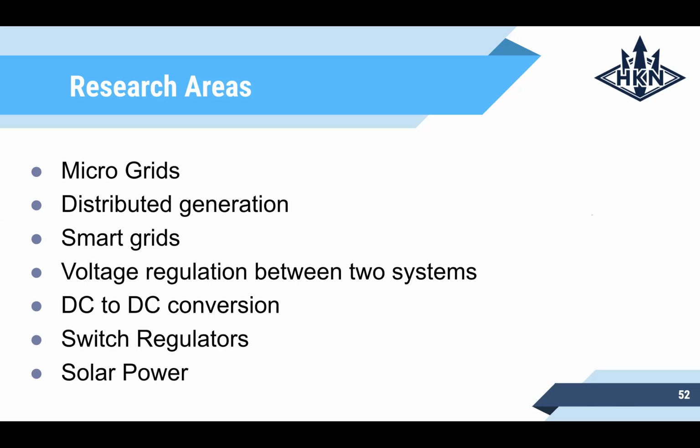You can also work on voltage regulation between two systems. You can work more on the DC to DC conversion that I was talking about, using buck converters, boost converters, buck-boost converters, Cuk converters. All of those basically just step up the voltage in DC, step down the voltage in DC, or do both potentially. Some other things that you might be able to do are switch regulators, solar panels. Pretty much any renewable energy source has some aspect of power engineering in it that you can focus on.